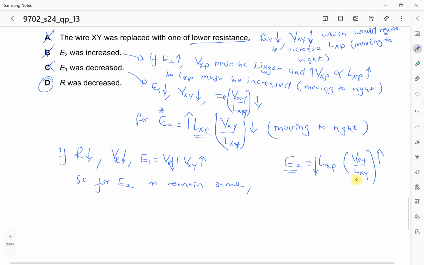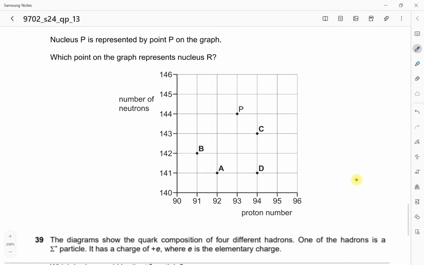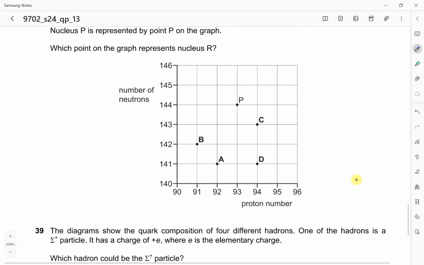So for E2 to remain the same, Lxp must decrease, hence movement to the left. So the answer is going to be D. Okay, I've taken more time because I give a lot of explanation. Nevertheless, I'm almost done.